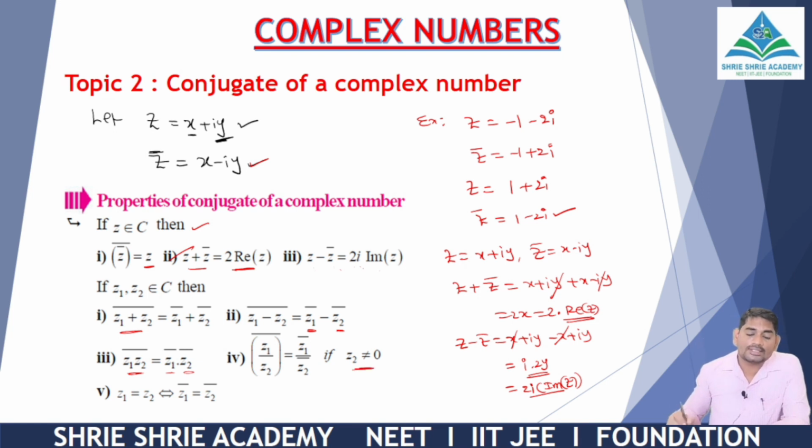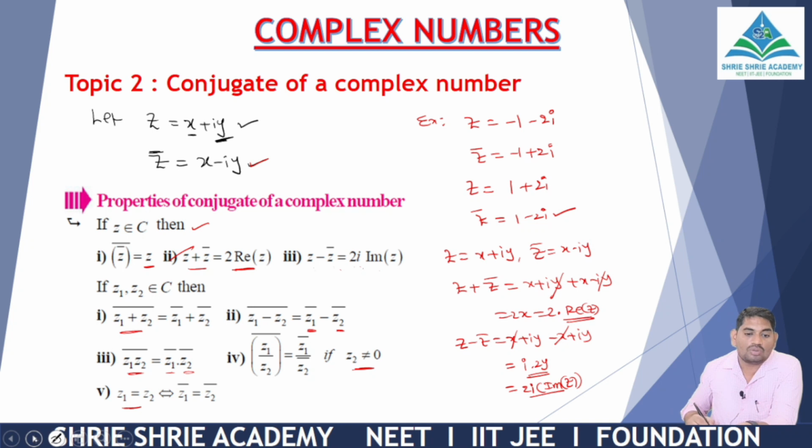So where Z2 is not equal to 0. Suppose if Z1 is equal to Z2, if we can equate any two complex numbers, we can apply the conjugate on both the sides. Students, hope this topic is very clear.